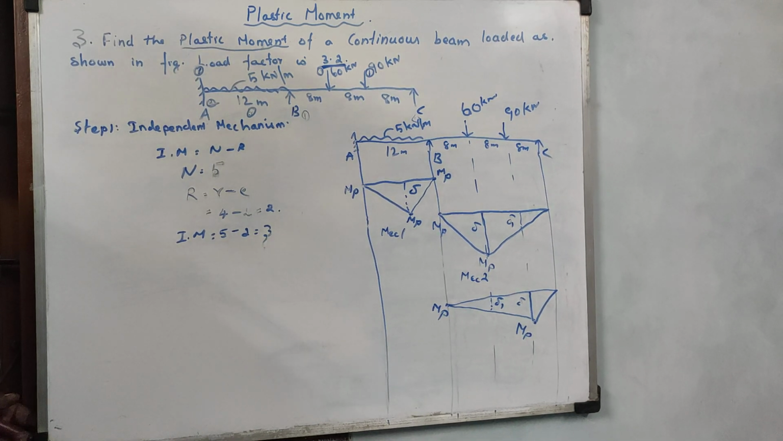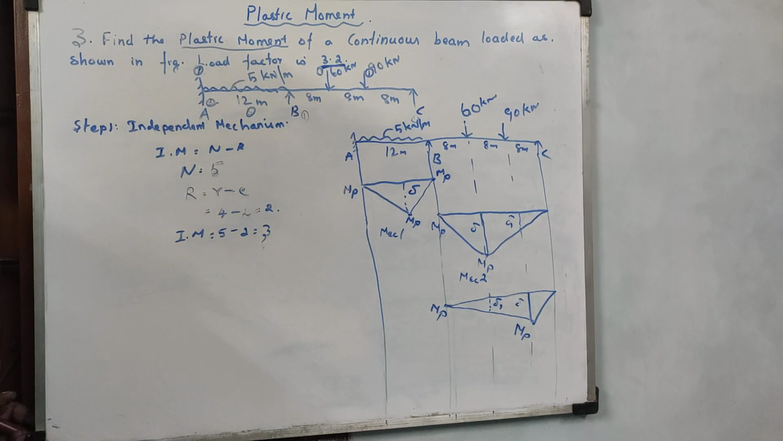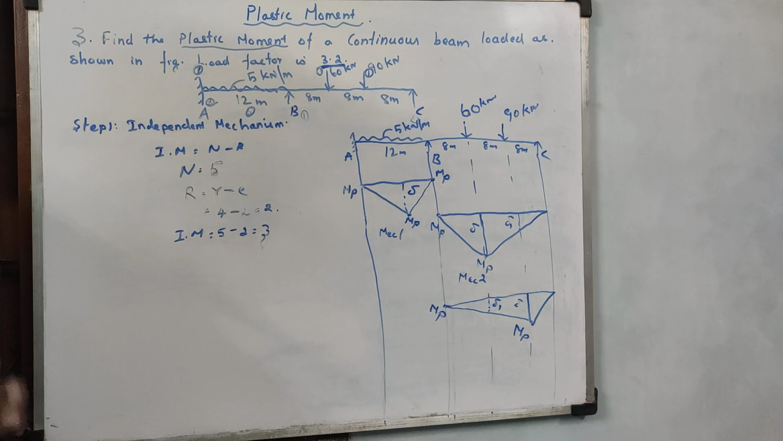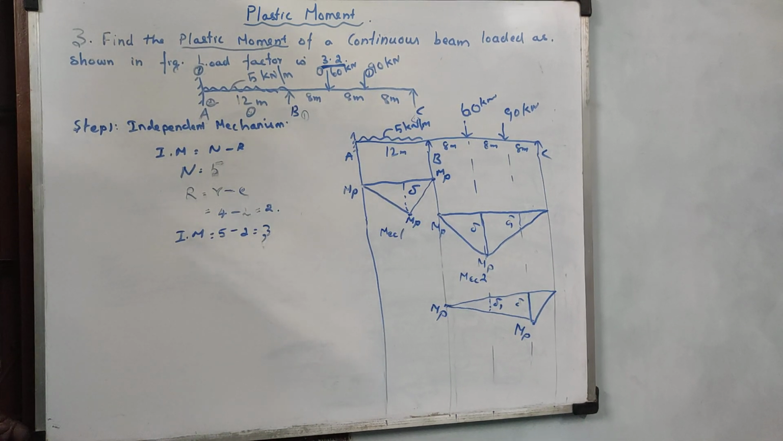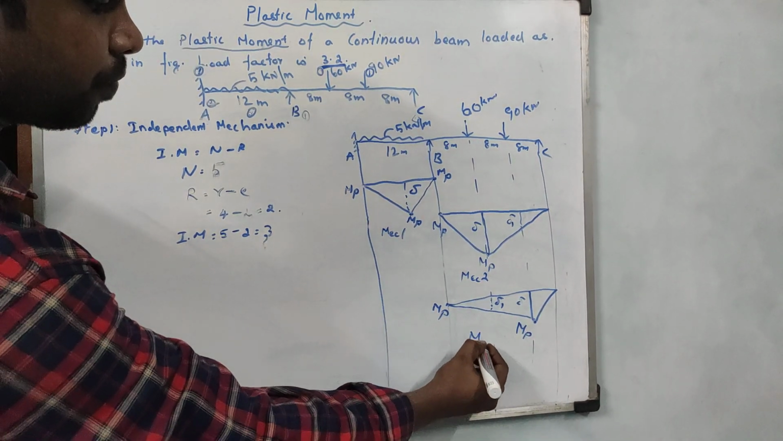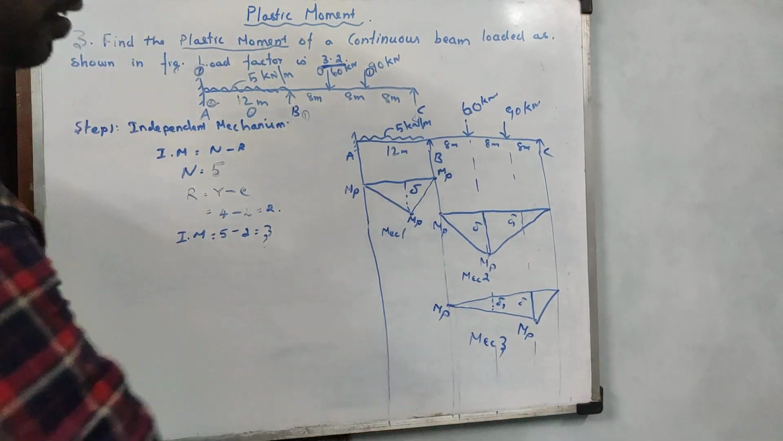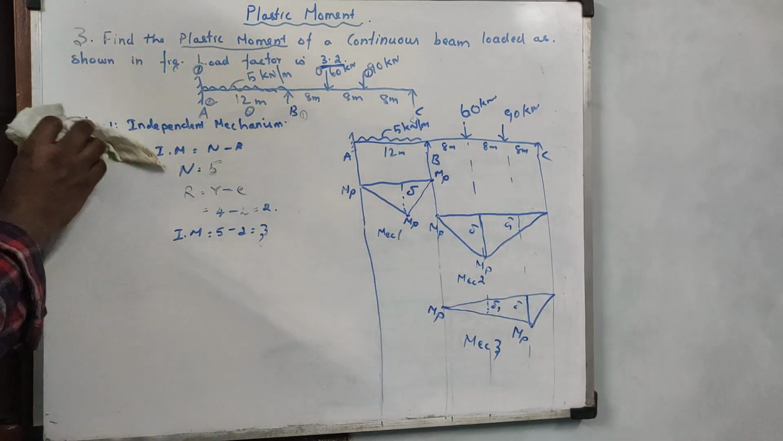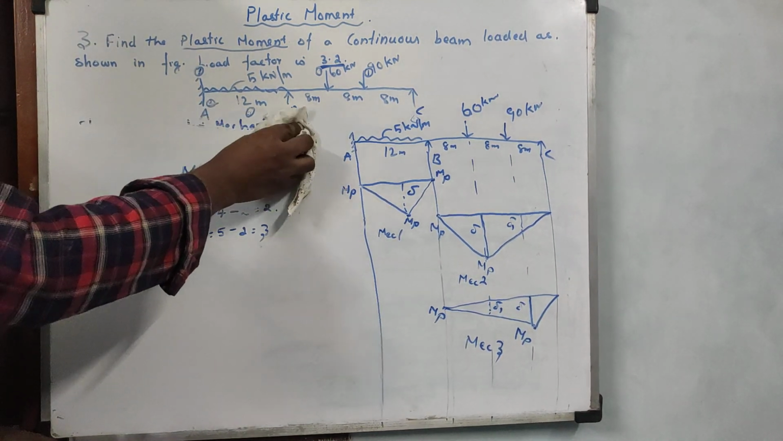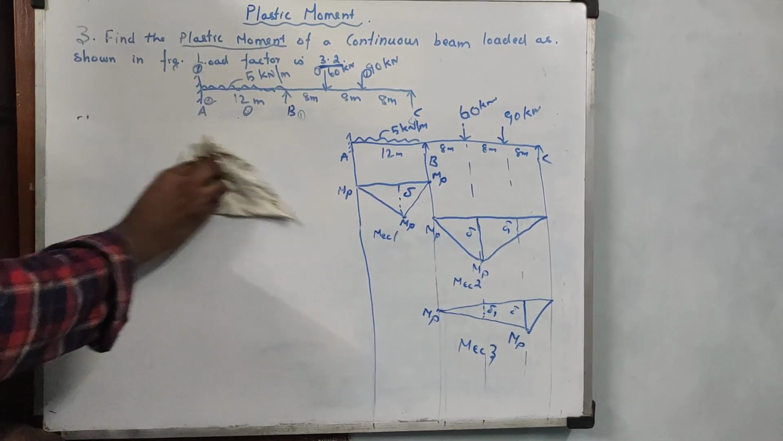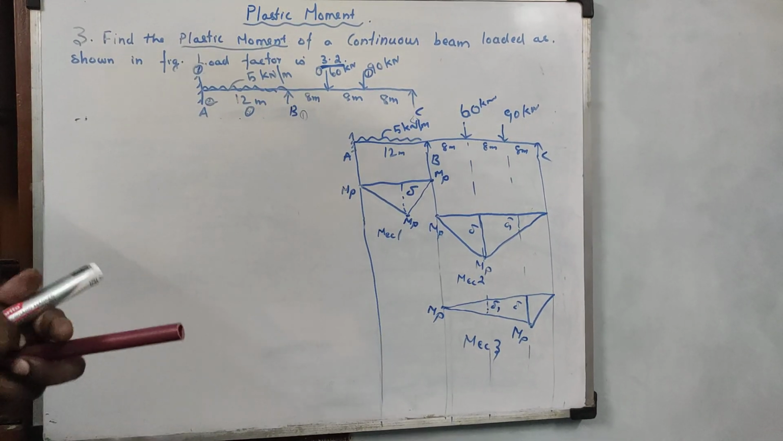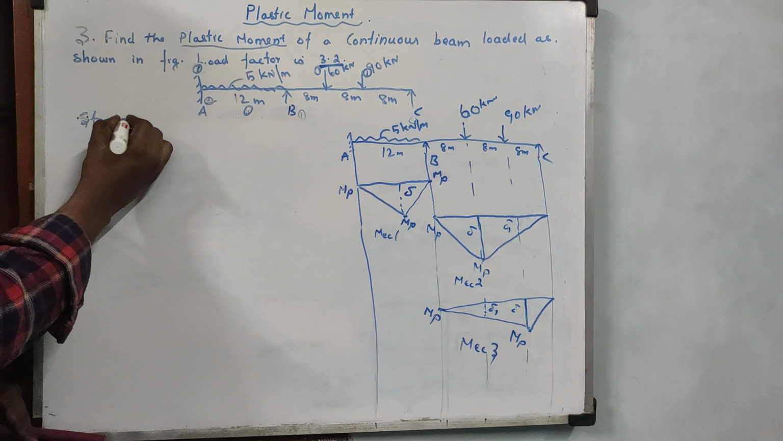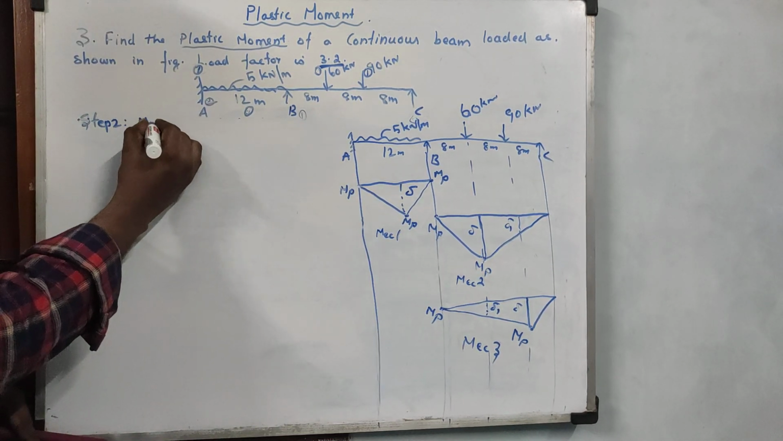So if the end support is hinged, roller or simply supported, there is no plastic moment. If the end support is fixed, there is a plastic moment. So it is mechanism 3. Now we can go for step 2. Consider mechanism 1.